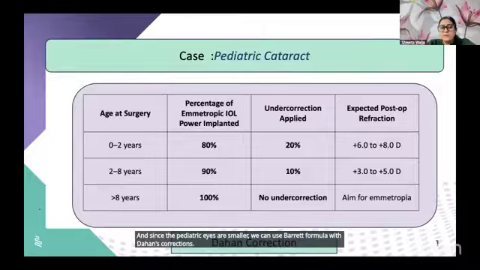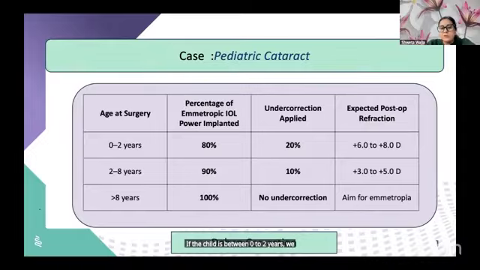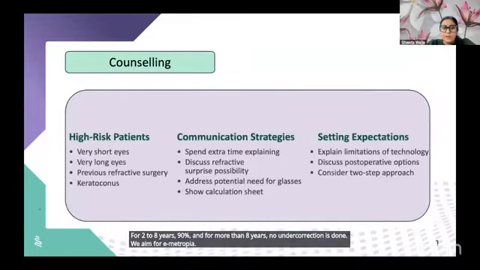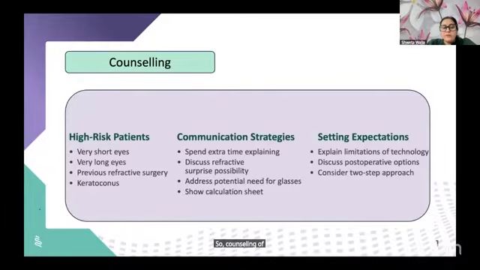If the child is between 0 to 2 years, we undercorrect by 80%. For 2 to 8 years, 90%. And for more than 8 years, no undercorrection is done. We aim for emmetropia. So counseling of patients is very, very important.